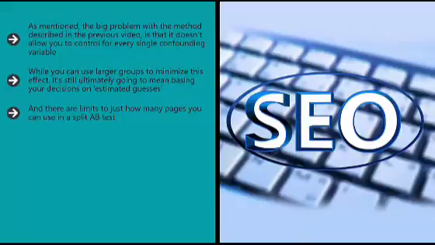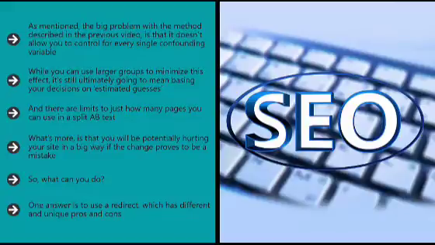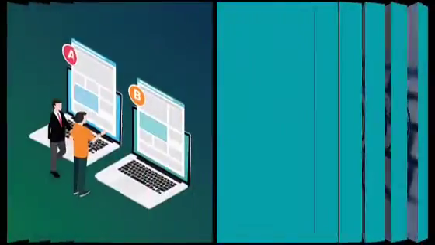If you're going to be changing the results across hundreds of pages on your site, then this will involve a lot of work. What's more is that you will be potentially hurting your site in a big way if the change proves to be a mistake. The whole point of A/B testing is to conduct the experiment in a controlled manner. So what can you do? One answer is to use a redirect, which has different and unique pros and cons.